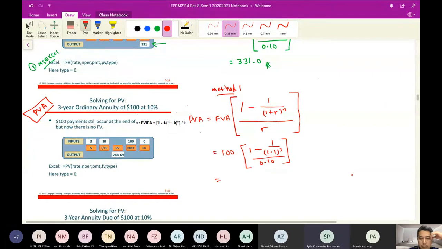Doctor, the answer, yes. Is it 248.6? 248.6. All right, so the answer is correct. Same as over here. Okay, so that's method number one. How about method number four?